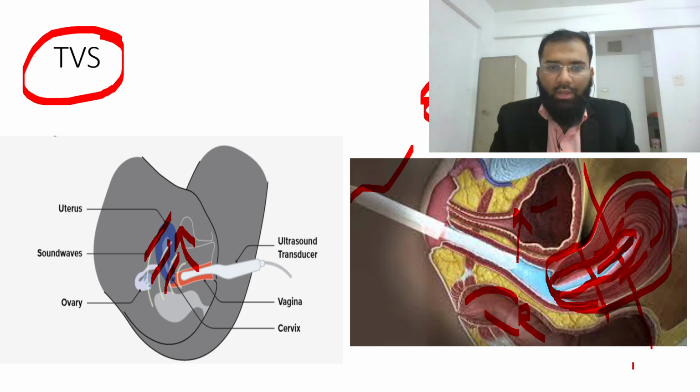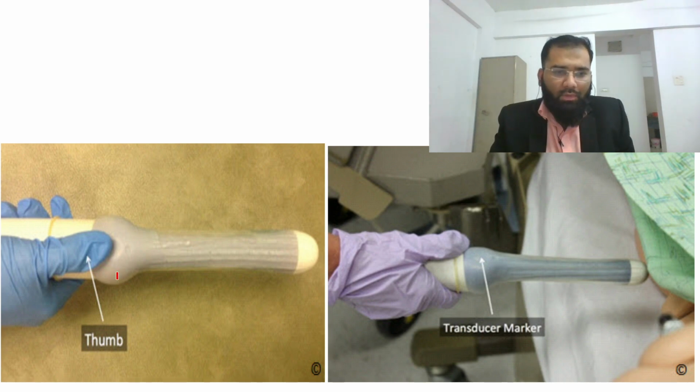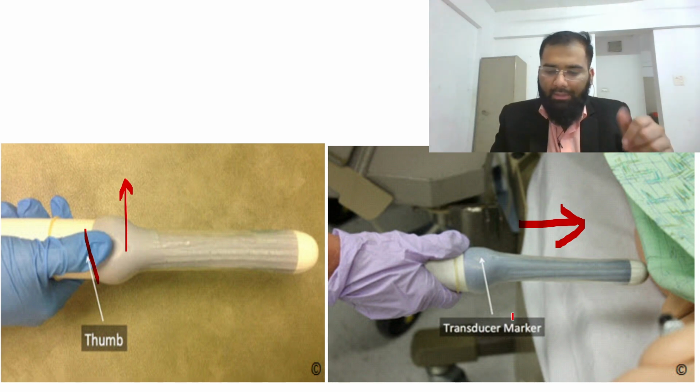Okay, I'll go ahead now. So this is how you have to hold the probe. So the eye is facing upwards. This is my thumb which is placed over here, and this is how the probe is to be inserted, after asking the patient to void bladder.